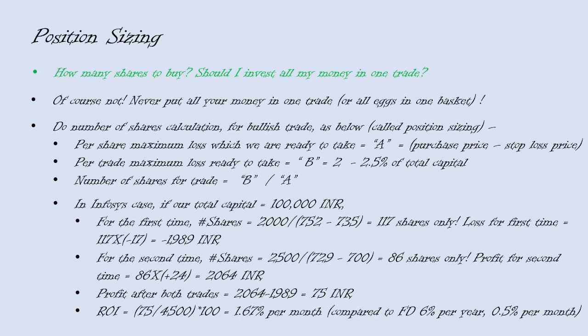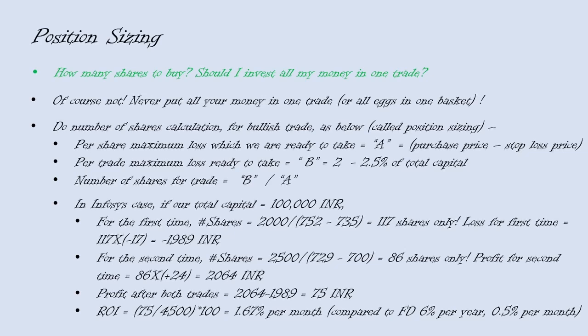So if you look at the ROI, we got 75 rupees on our 4,500 rupees, because the first time we put 2,000 rupees, the second time we put 2,500 rupees, so in total we put 4,500 rupees, and we got back 75 rupees on top of it. So if you calculate the percent, this is 1.6% per month we got as return, okay? If you compare it to FD, FD will give you 6% per annum, max, okay? That is 0.5% per month. So here you're getting 1.67% per month, which is more than 3 times what the FD gives you.